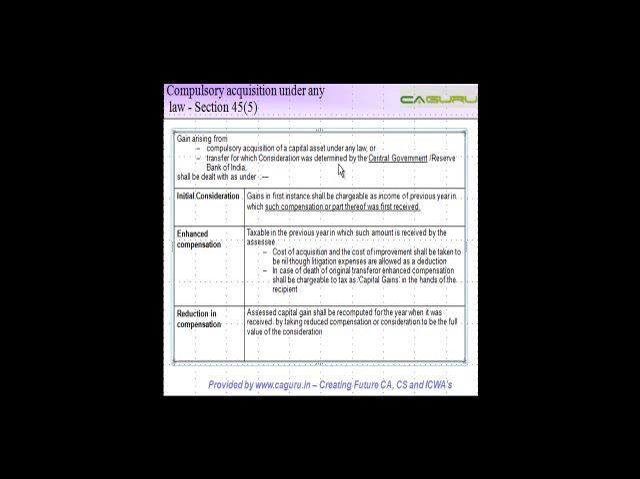Compulsory acquisition under any law. Now, in some cases, what happens is, let's get to the drawing board. Let's say, for example, there's a gentleman, okay, he has a piece of land. In order to ensure that development and growth happens, many a times these land parcels are acquired by the government, okay, and these are acquired by the government compulsorily.